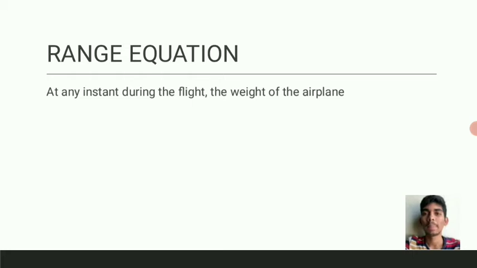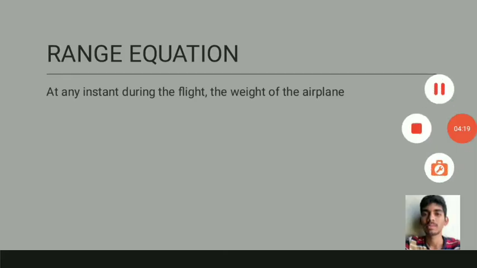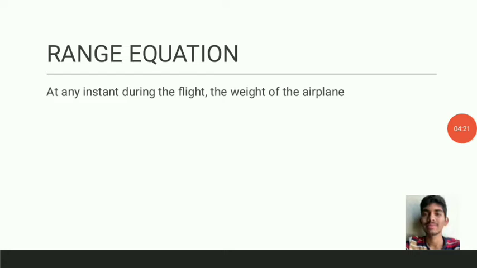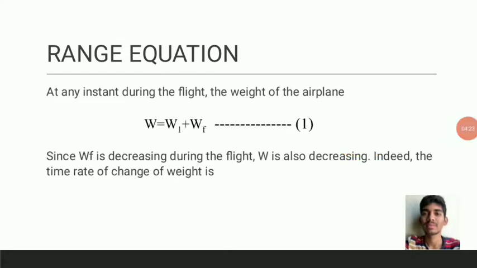Now, at any instant during the flight, the weight of the aeroplane is W equals W1 plus WF. Since WF is decreasing during the flight, W is also decreasing. Indeed, the time rate of change of weight is dW/dt equals dWF/dt, because in the above equation the fuel weight is directly proportional to W.